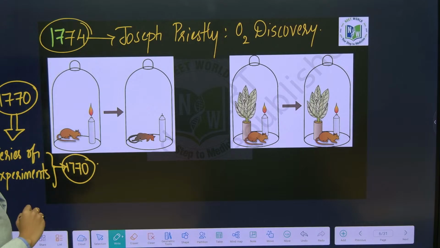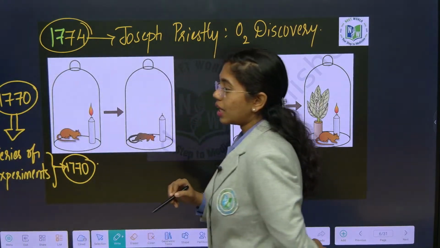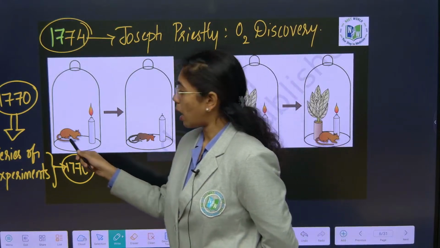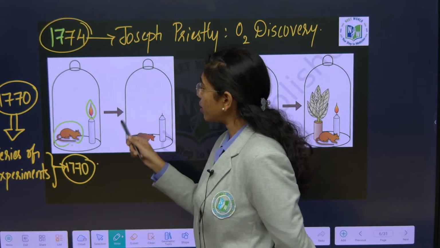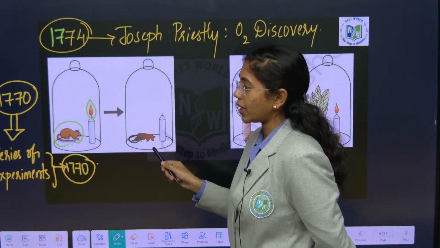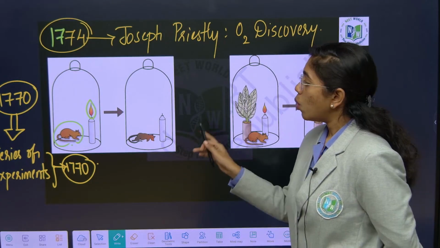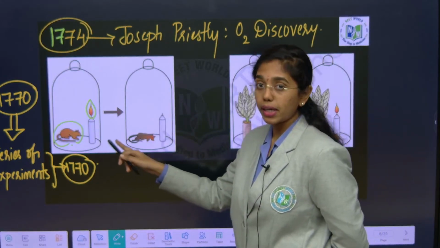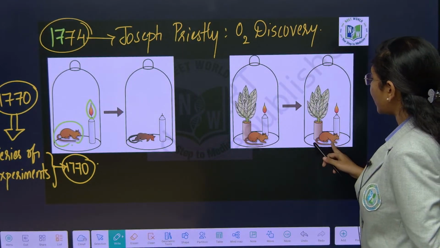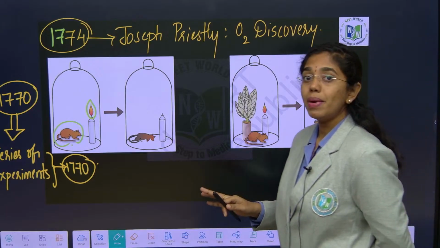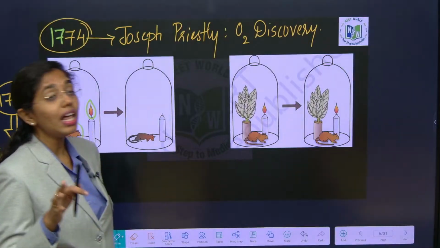What does the bell jar experiment say? First, inside a bell jar, a live mouse and a lighted candle are placed. After a certain period of time, the mouse dies and the candle goes out. When the same experiment is repeated with a mint plant kept inside the bell jar, the mint plant is healthy, the mouse is alive, and the candle is still burning.